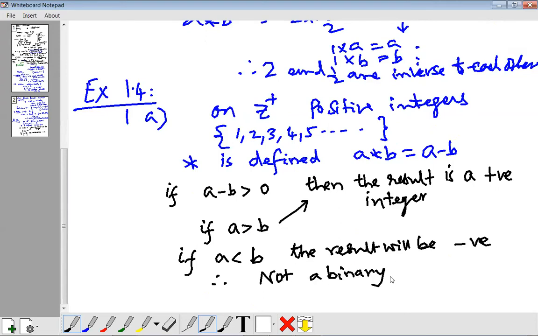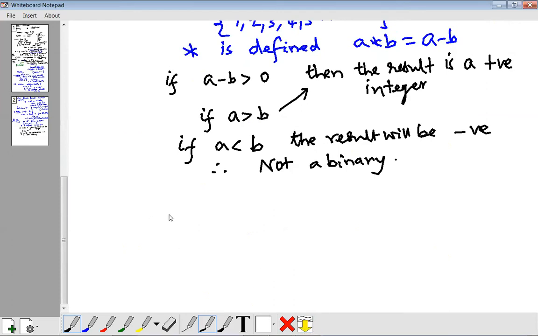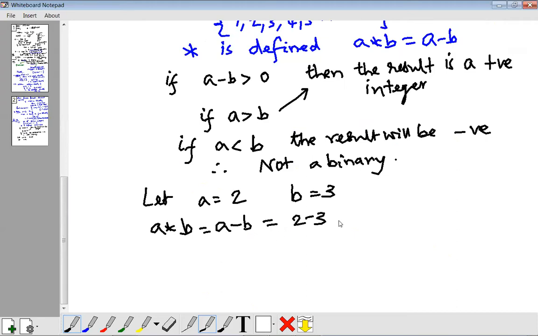We have to state like this, and then you have to give an example. So let A equal 2, B equal 3. A star B equals A minus B, that's equal to 2 minus 3, this is minus 1. Minus 1 does not belong to Z plus. Therefore, not a binary operation. Okay. So we have given the first one.